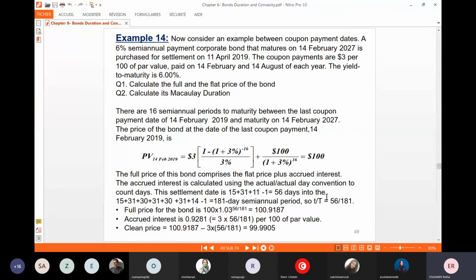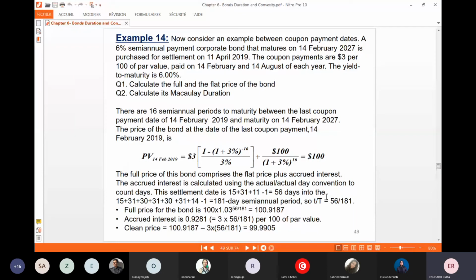Here we have two ways of computing this. Let's see both of them. This means we already did it in Chapter 4. First thing to do is to compute the value of the bond at the date of the previous coupon payment. Today I am at April 11 2019. The previous coupon was paid on February 14 2019.